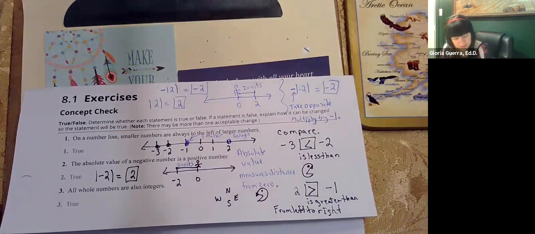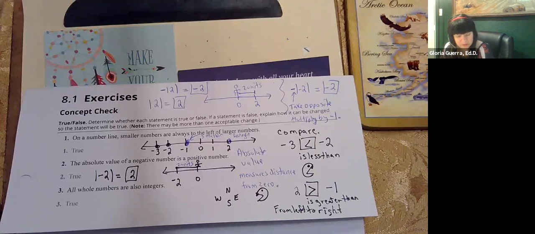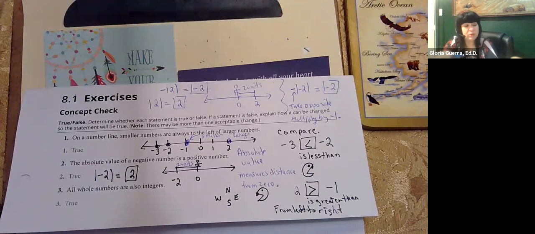Okay, then at the bottom it says that all whole numbers are also integers. And that is true. So whole numbers, now there is a vocabulary sheet. Let's see, where did I put that? You can use me on your quiz. Let's see. So we can find this.